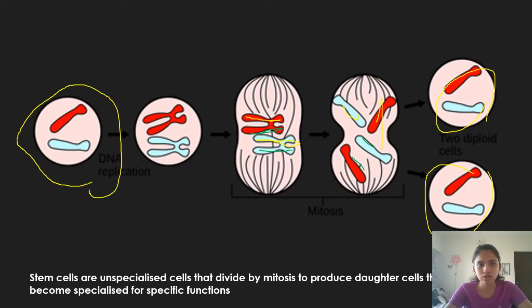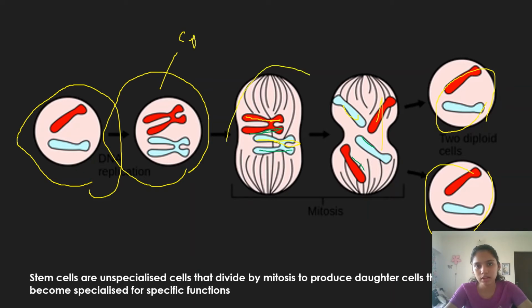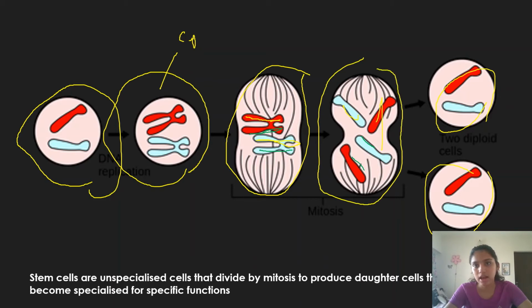So this is your cell. If this is your cell and this is your nucleus, this is your cytoplasm. This is still your cell, it's still intact. And now over here in this stage, the cytoplasm divides and you form 2 separate cells. So in mitosis, you have 2 daughter cells that are produced, genetically identical, with the same number of chromosomes.